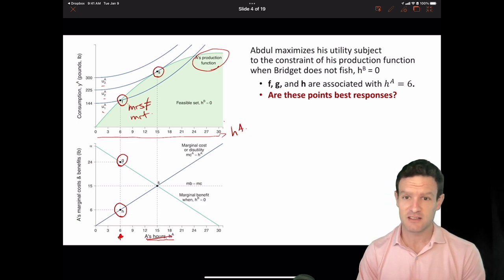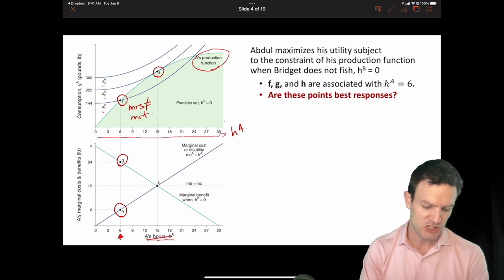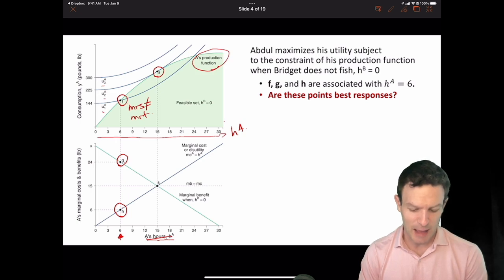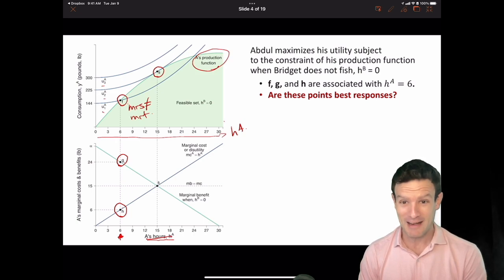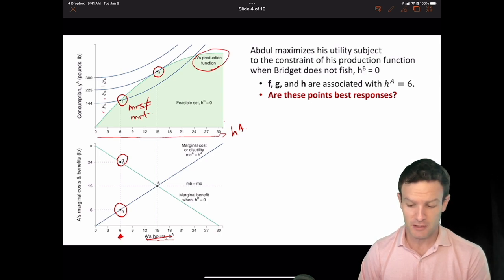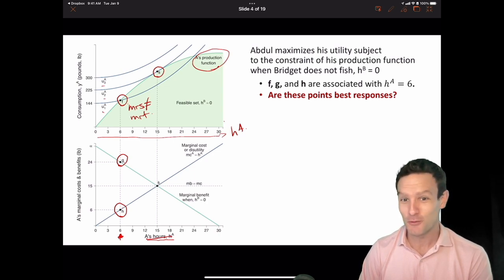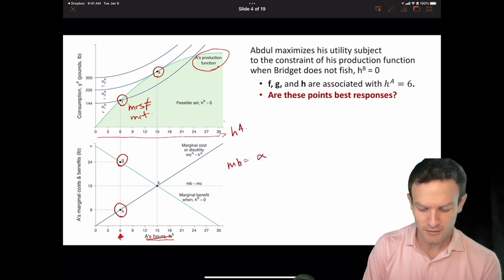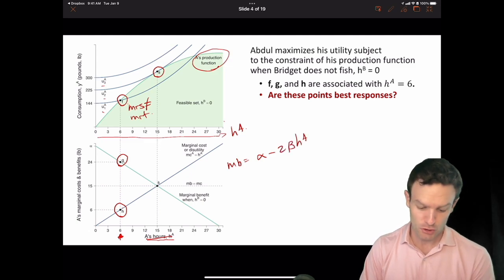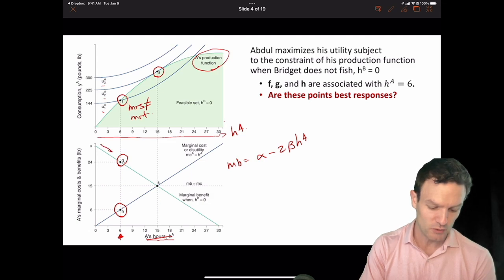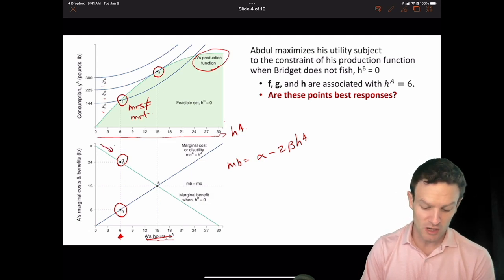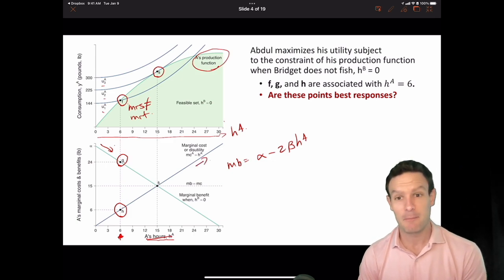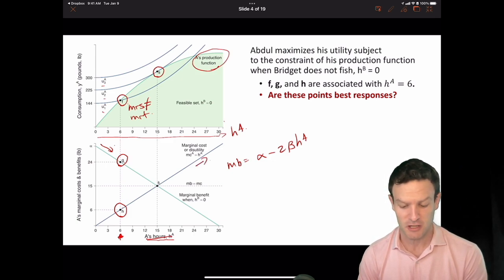Okay. The second thing that we can see is that if we compare points G and H, we can see that at point G, we're on the marginal benefit curve. The marginal benefit curve, if you recall, what was our equation for it? Marginal benefits were equal to alpha minus 2 beta HA. So remember, this has to be a downward sloping curve. The marginal costs were equal to HA, the number of hours that he spent fishing.